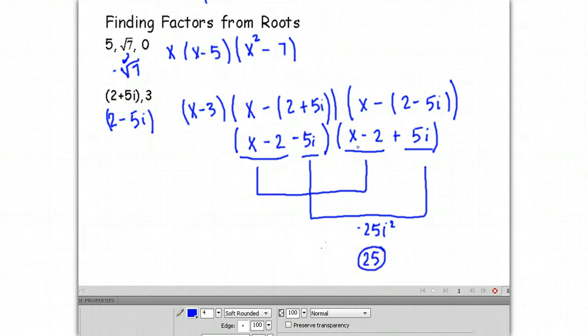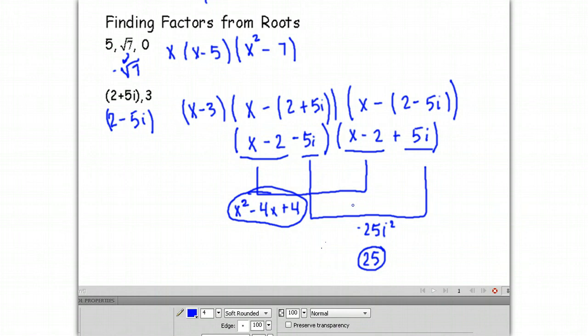And then the product of my first two terms is going to be x squared minus 4x plus 4. Okay, so when you multiply these two imaginary roots like this, what happens is your outside terms and your inside terms are always going to cancel out, which if I take x minus 2 times 5i and I add that to negative 5i times x minus 2, everything's going to cancel every time.